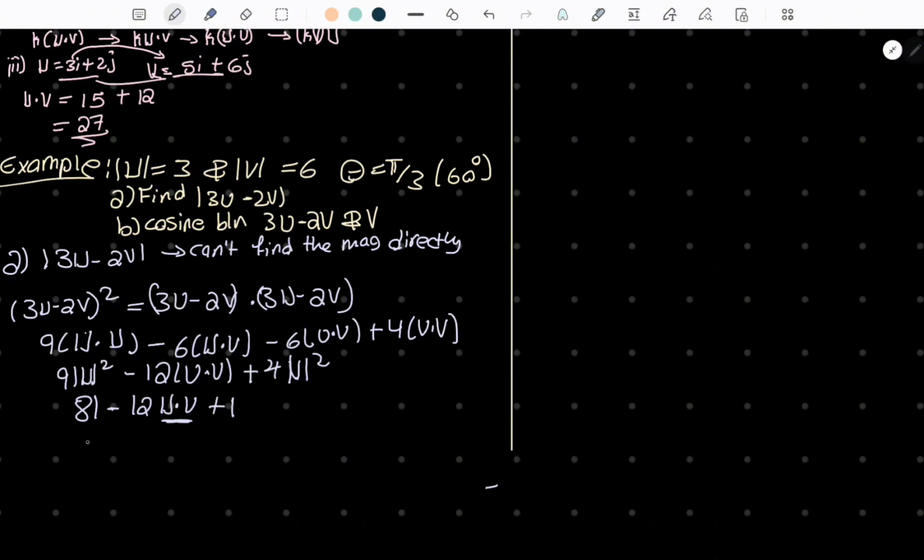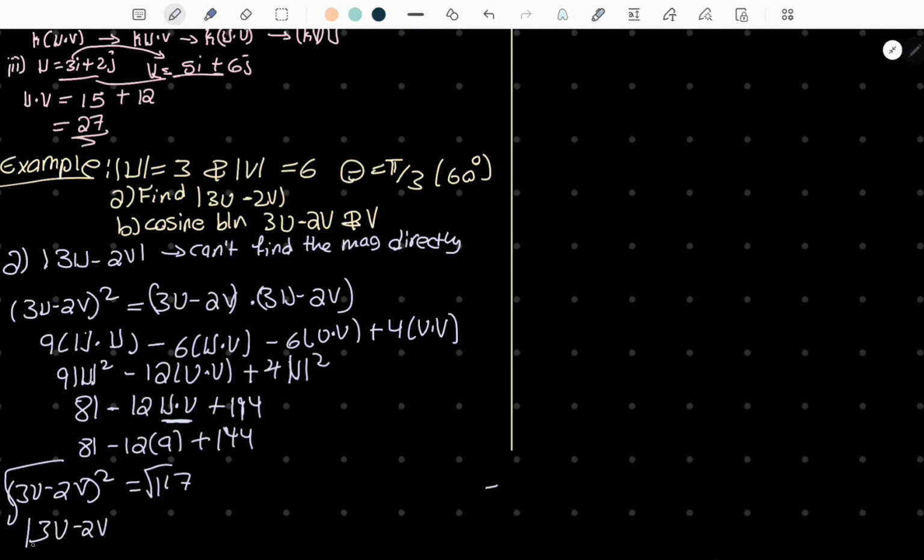So this is going to be 81 minus 12 times 9 plus 144. So adding everything up, we're gonna get 177. So this will be equal to this right here. So let me equate the equation. So the magnitude of 3u minus 2v is going to be root 177.